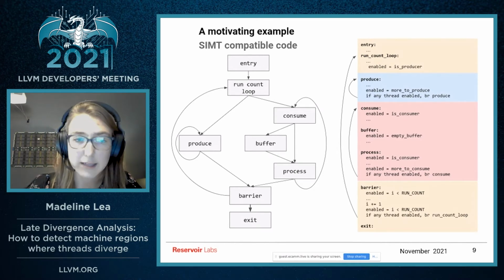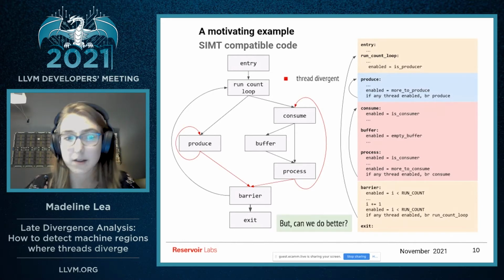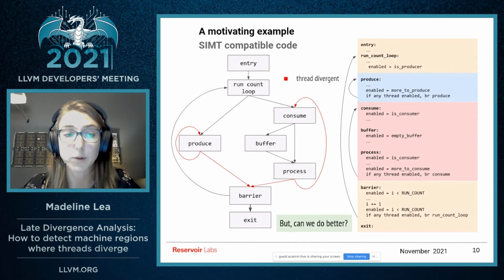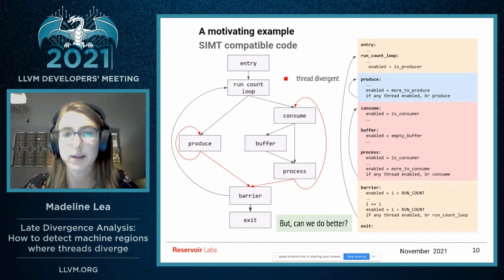But if we remember from the example, a lot of the branching logic is warp dependent and not thread dependent, and warps are free to diverge in execution. So for example, the branch to produce or to consume is done at the warp level. And so ideally, in the generated code, we'd like to use those branches directly instead of the predication. But how can we know that it's safe to do that?